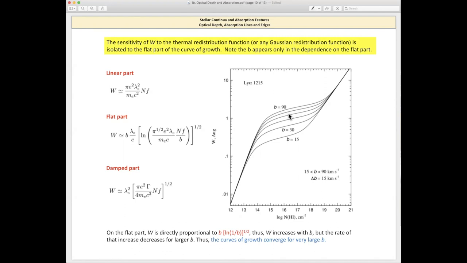Okay. And then as you go up in column density, you eventually get to the point where the lines start to converge because you're now being dominated by those damping wings. And then it turns out that it doesn't depend upon the B parameter anymore, because these damping wings create profiles that are so wide that the broadening of the thermal gas is just a gossamer thin distribution compared to it.